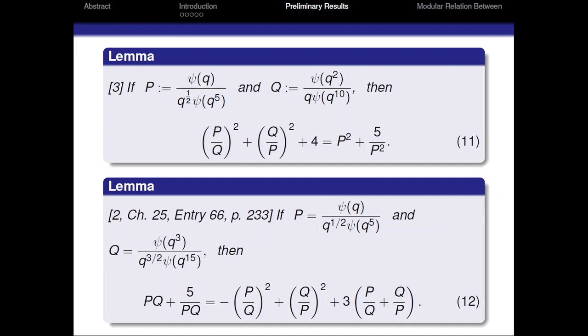In the lemma, chapter 25, entry 66, page 233, if p is equal to psi of q divided by q^(1/2) psi of q^5, and q is equal to psi of q divided by q^(3/2) psi of q^15, then pq plus 5 divided by pq is equal to minus (p/q)^2 plus (q/p)^2 plus 3 of (p/q plus q/p).